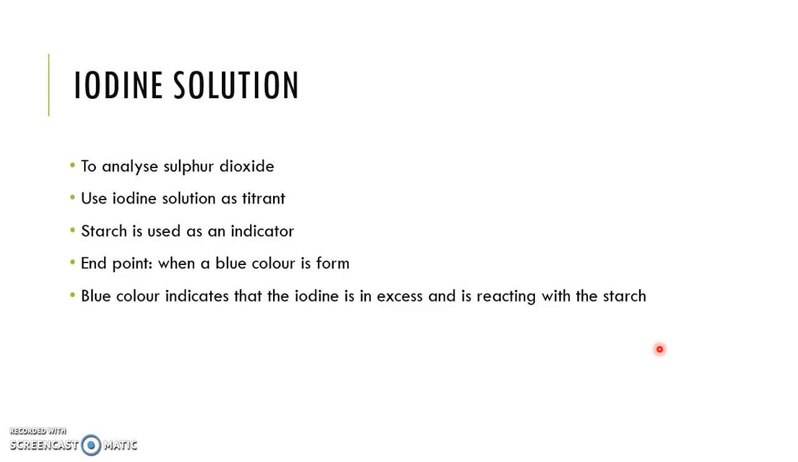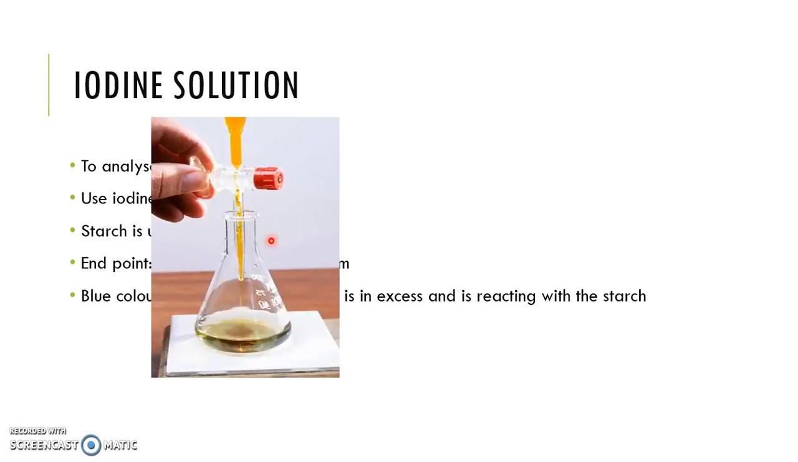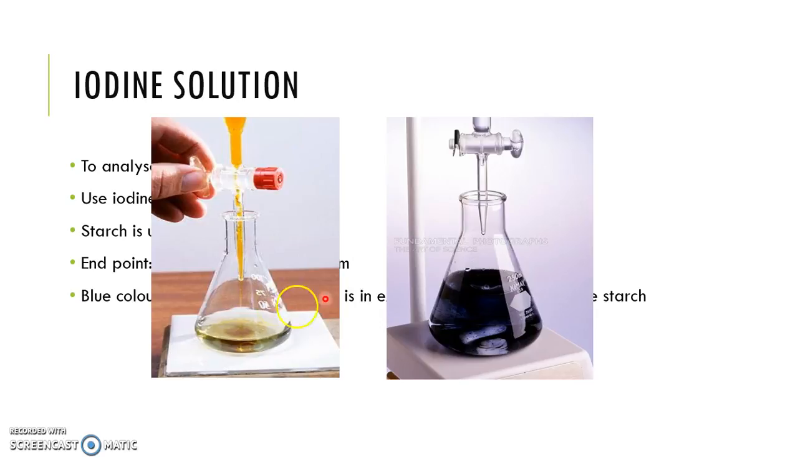Iodine can also be used as a titrant. However, when you use iodine, you will need to use starch as the indicator. You start off using iodine as the titrant, and when you reach the end point, the excess iodine will start to react with starch, turning the solution blue. This is when you know the reaction is complete. So redox titration is actually straightforward and easy.